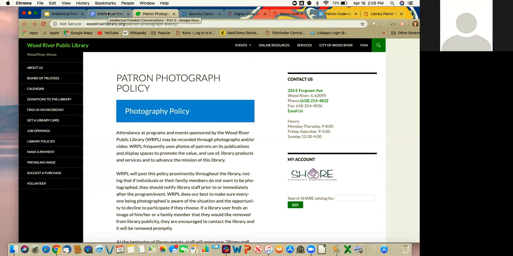And again, this is really nice because it's right there on their website. Yep. And I know some of you aren't there yet, but this is something you can aspire to do, which is to get your policies out there, because it's a great way to inform your patrons of the kind of library that they're walking into.